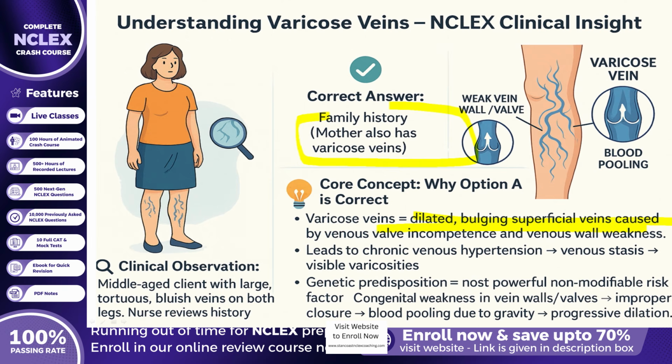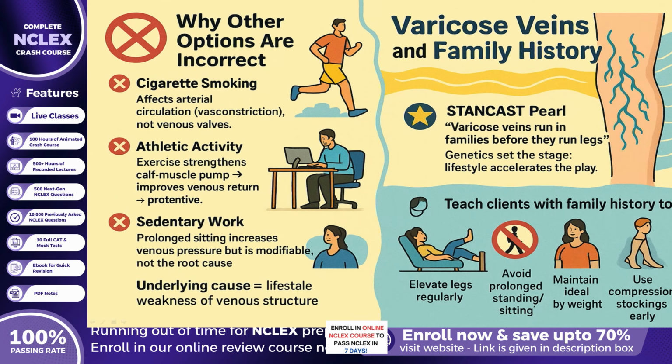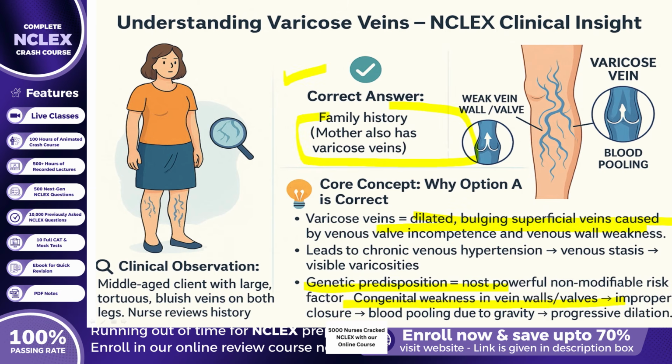Genetics play a crucial role by predisposing individuals to congenital structural weaknesses in venous walls and valves. These weaknesses cause improper valve closure, which allows blood to pool due to gravity, resulting in progressive vein dilation and visible varicosities, particularly in the lower extremities where venous return must work against gravity. To elaborate, option A is correct, because having a family history of varicose veins signals a genetic predisposition toward defective venous connective tissue and valve dysfunction.